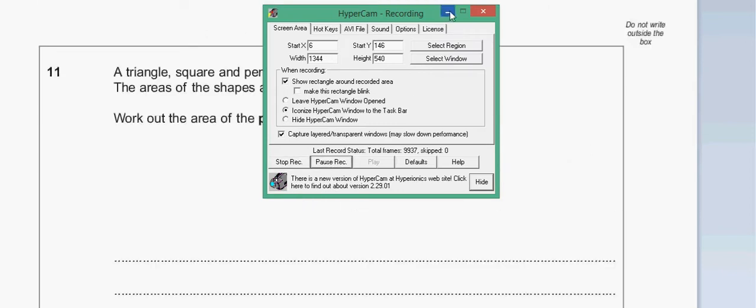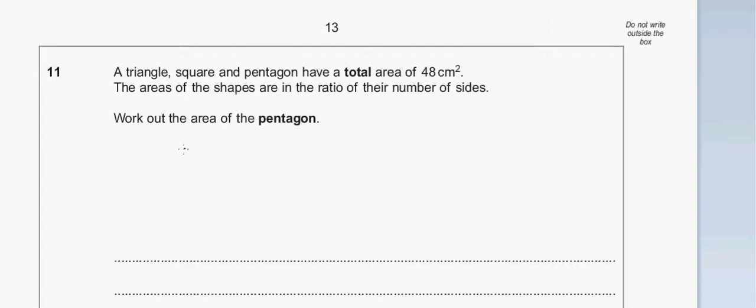Okay, so question number 11. A triangle, square and pentagon have a total area of 48 centimetres squared. The areas of the shapes are in the ratio of their number of sides. Work out the area of the pentagon. So we just look at this logically. A triangle has 3 sides, a square has 4 sides, and a pentagon has 5 sides.